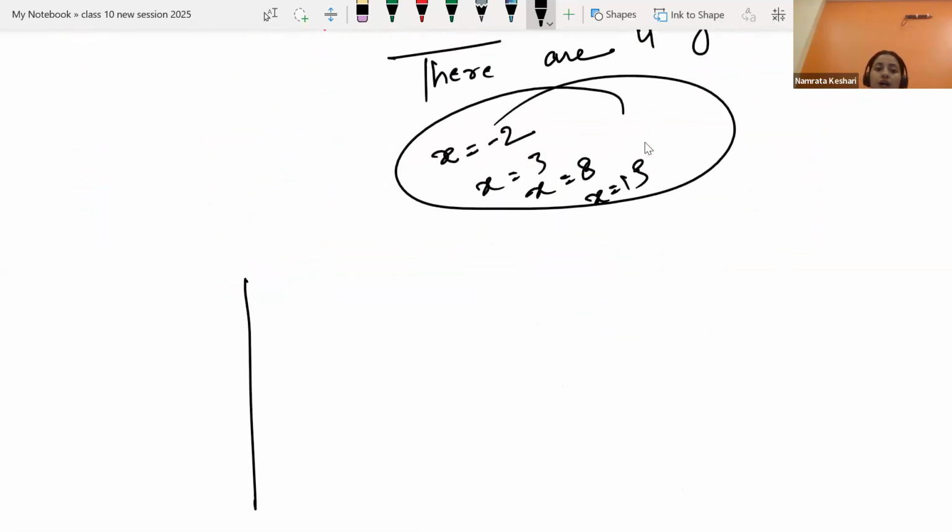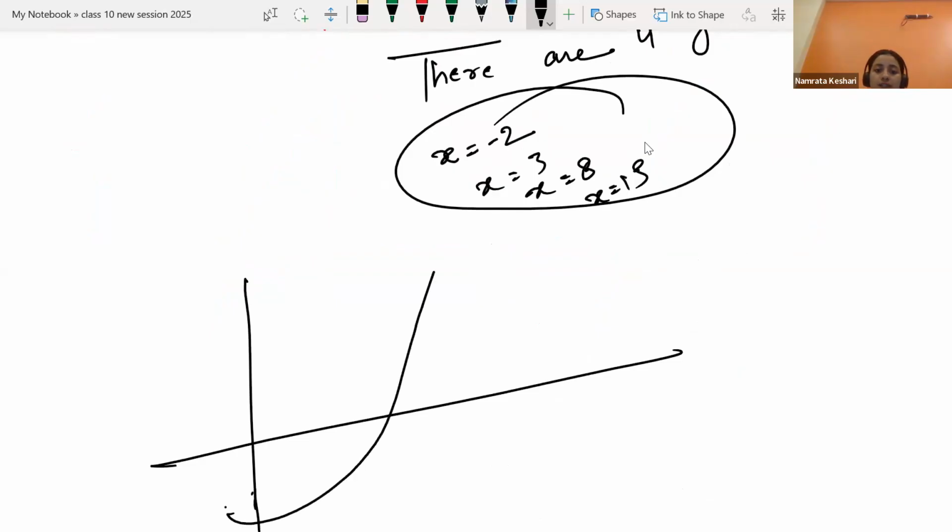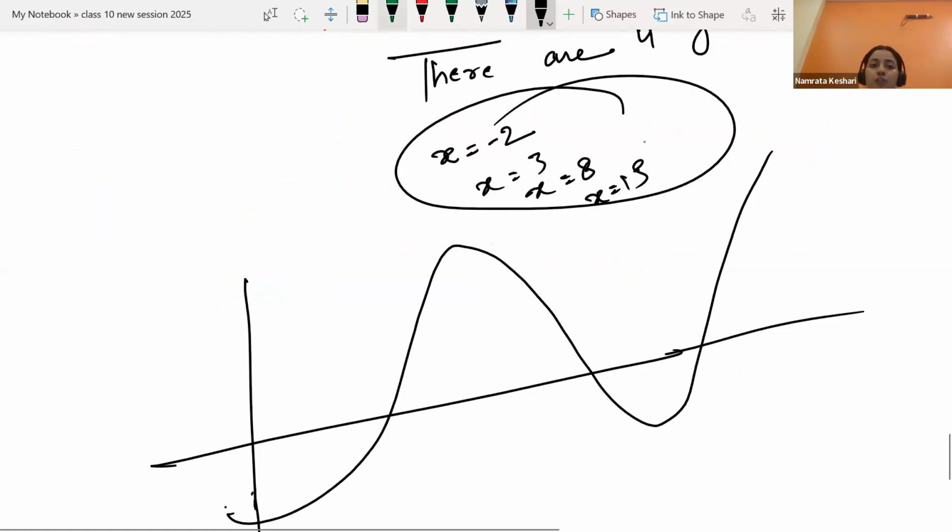If our graph looks like this, the number of zeros means the number of points where the graph is touching or intersecting the x-axis. So 1 point, another point, x-axis I am saying. Initially a student can get confused with the y-axis, but please don't, x-axis only. So 1, 2, 3, total 3 zeros are there. Got it?